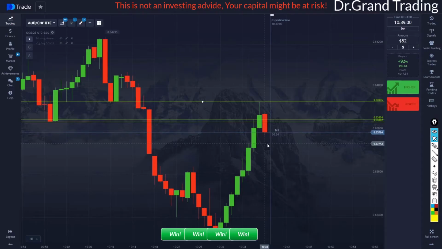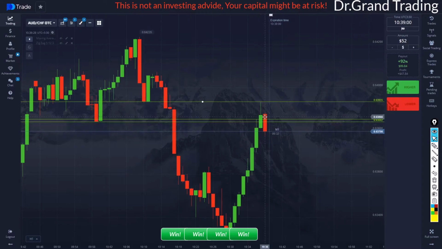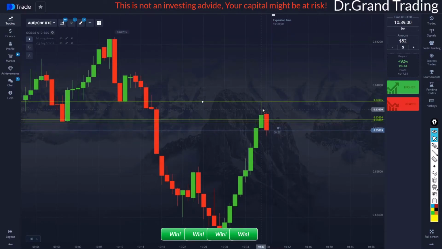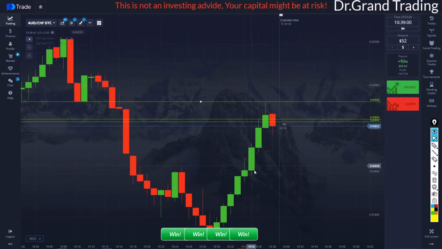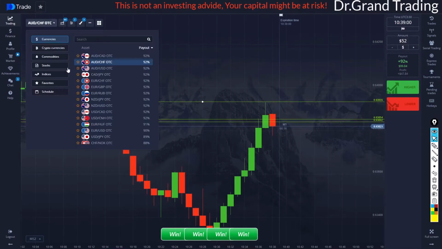Okay, I could have taken this trade, but that was risky because we have long rejection here, and these kinds of rejections basically can go up with a buyer's candle, so I don't trust these kinds of markets. This is hella crazy momentum.